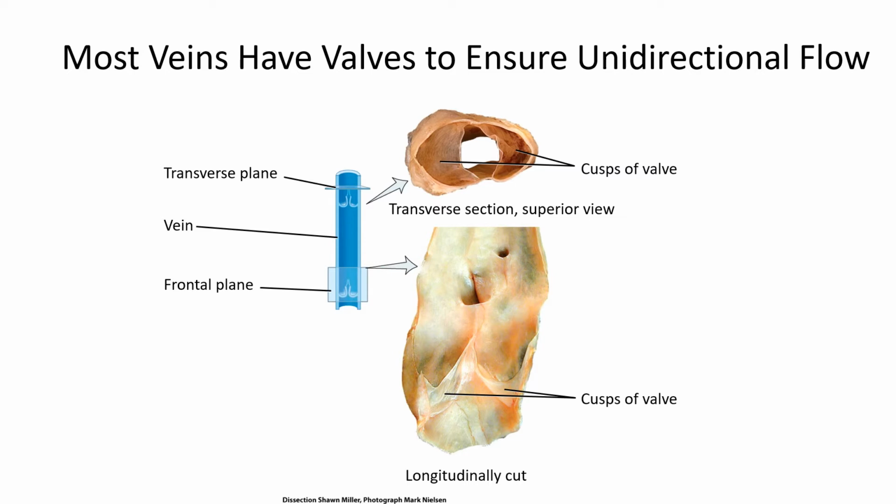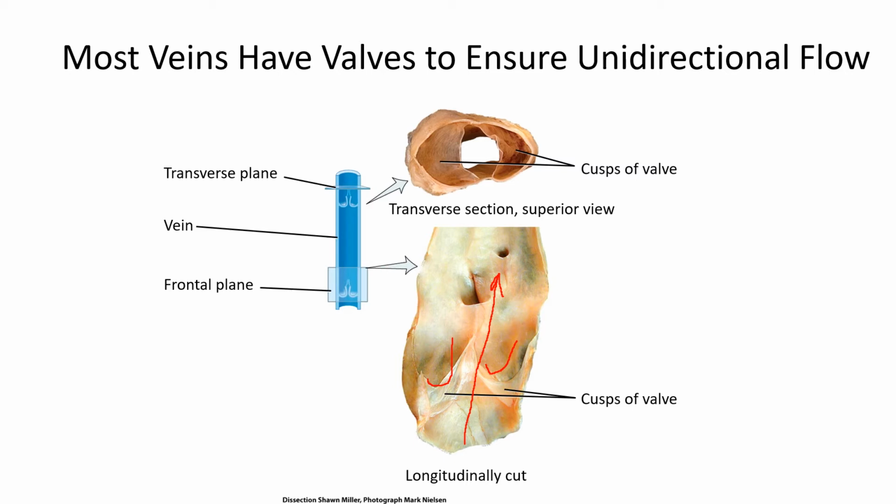So in that diagram down the bottom, the blood would be going in this direction. Any blood that flowed backwards would get caught in these little cups and cause those cups to fill and snap together. Let's take a look at the diagram on the left.